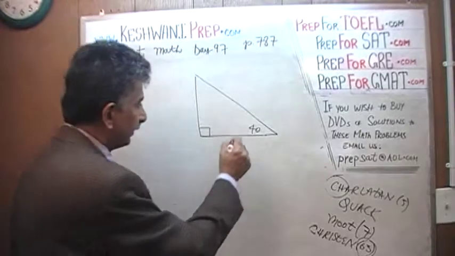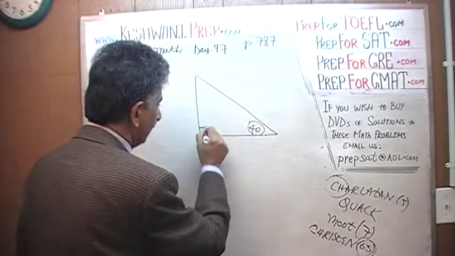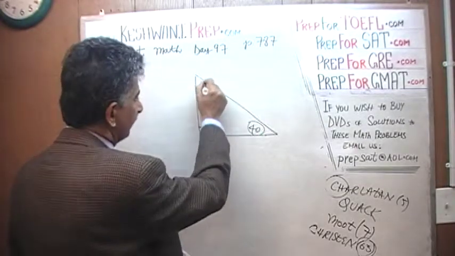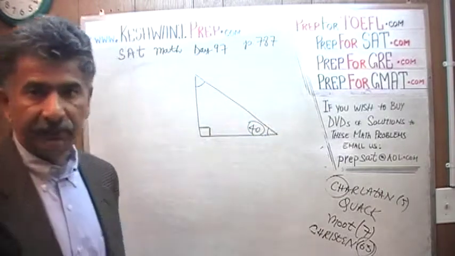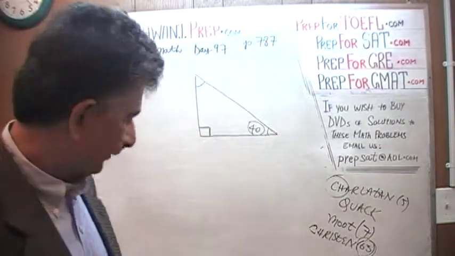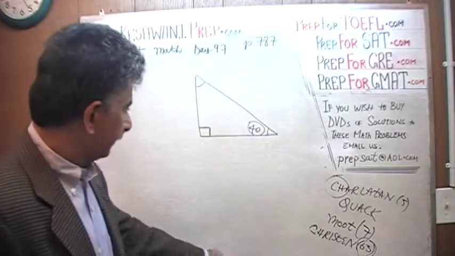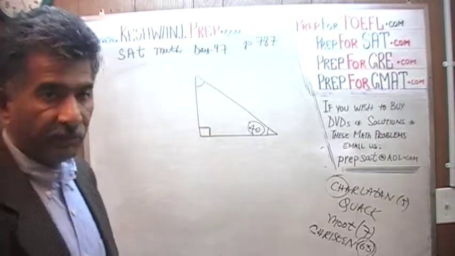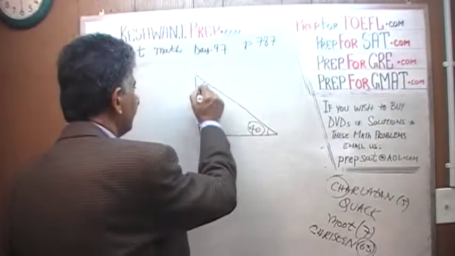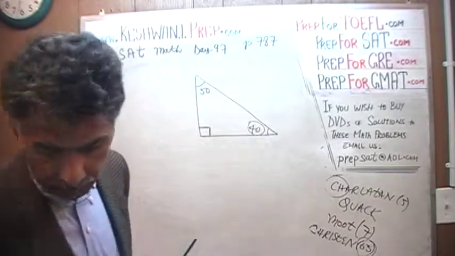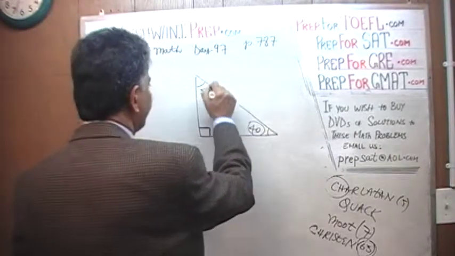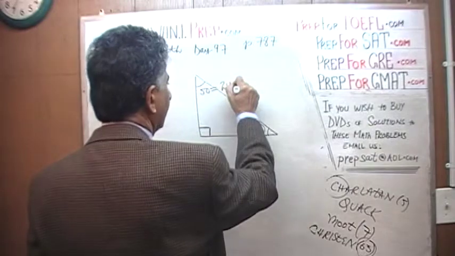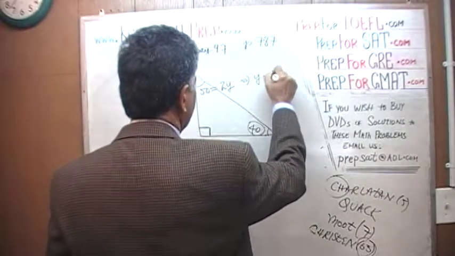Well, if this is 40 degrees, and if this is a right angle triangle, this is 90, which means the sum of this angle and this angle has to be 90 also, because 90 plus 90 is 180. One more time. This is 90, which means the sum of this angle and this angle has to be 90, and therefore this angle is 50. And we are told that that angle equals 2 times y. That tells us that y must be 25.